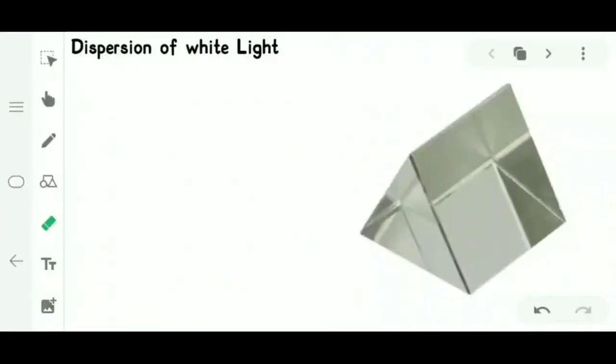Now we will start with dispersion of white light. Here you can see a structure. This is a prism. A prism is made of glass, and here you can see the several kinds of faces. Yes, this face, and obviously it will be on the other side also, because it's a transparent glass slab.